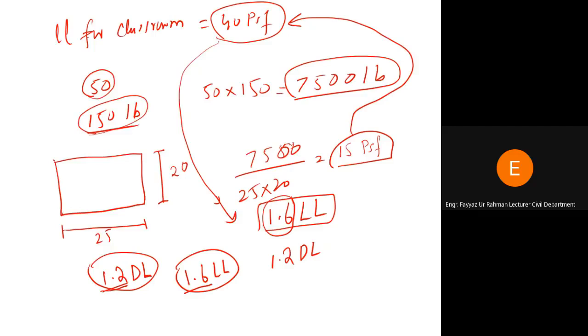So for design, you will calculate dead load and live load. Dead load can be calculated very easily from the unit weights, and live load can be picked from the table, and then you will multiply live load and dead load with its respective load factors. Clear?